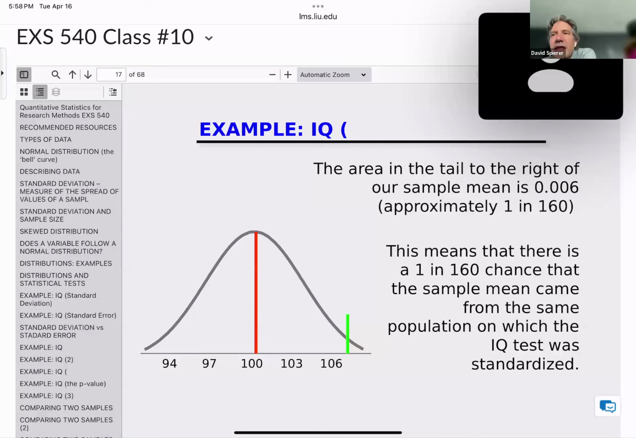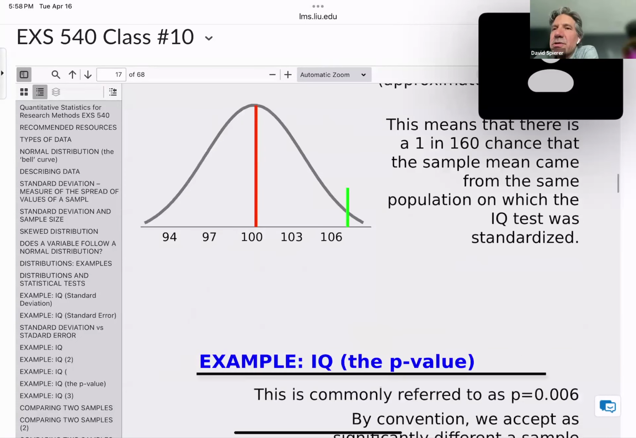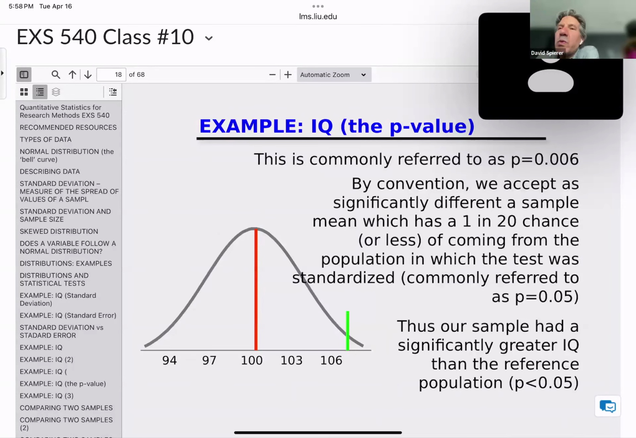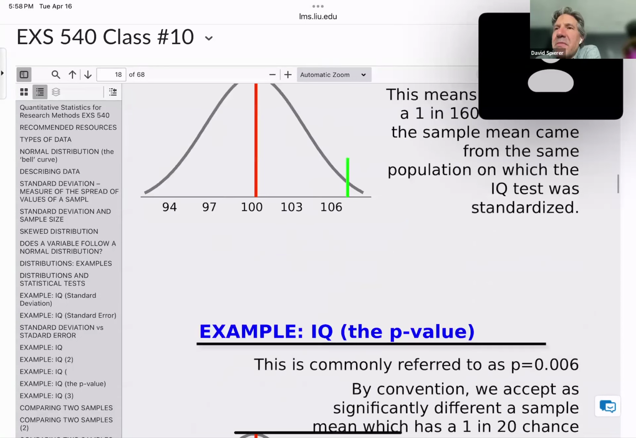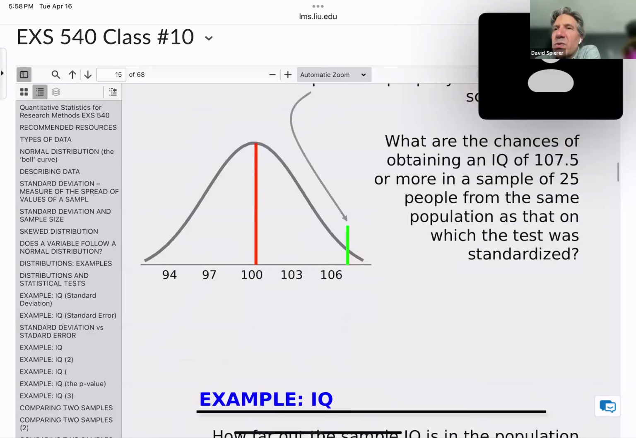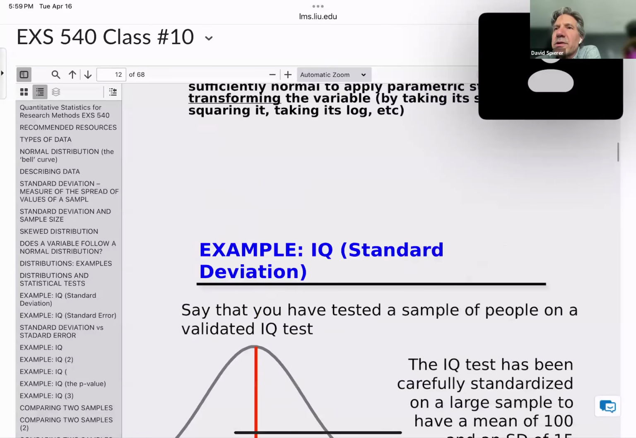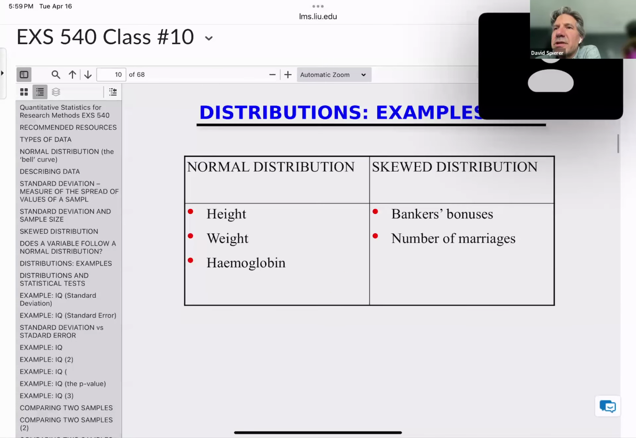How is it determined then that we have a 1 in 160 chance of scoring 107.5? How is that possible? How do we know that? So let's take a look. So what we're basically saying here is that when we are going to measure, I'm going to go back to this one here.